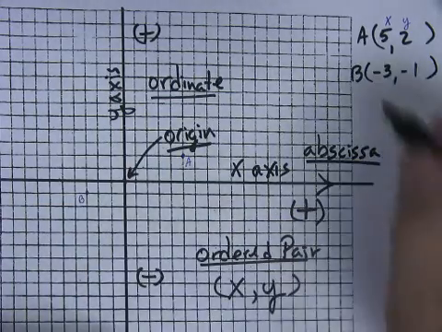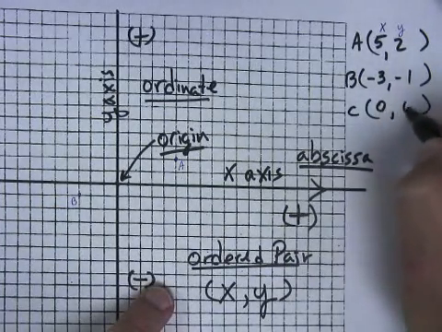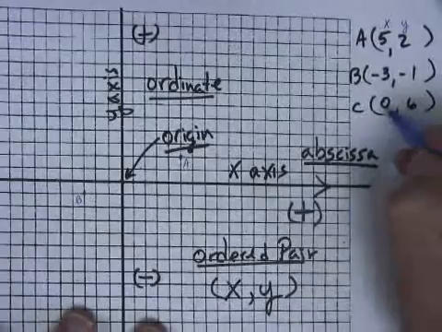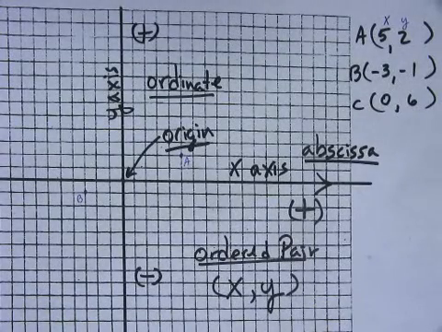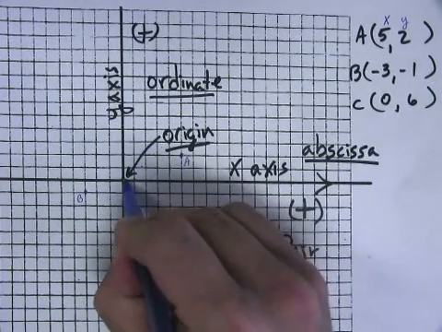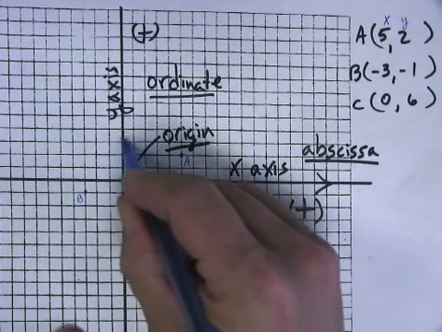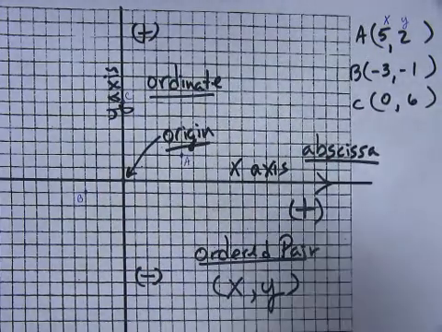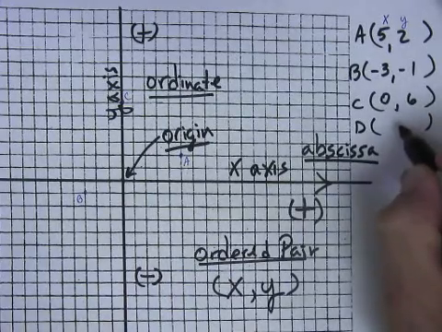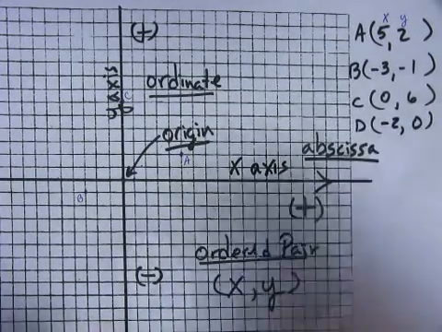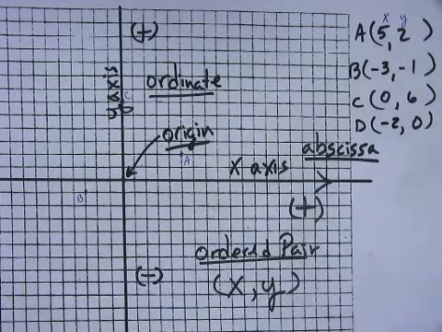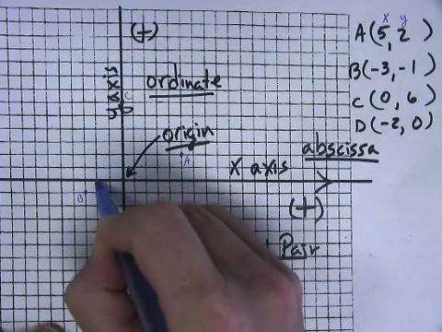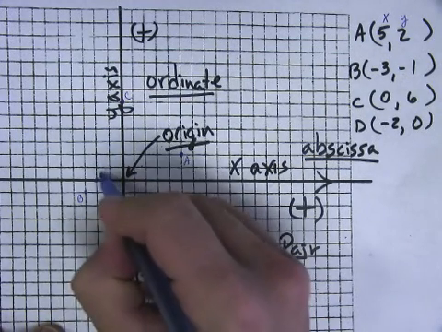Let's do two more. Let's do C: (0, 6). The 0 is the x, so I'm not going to move left or right. I'll stay here, and then 6 means up. I'm going to go up 6: 1, 2, 3, 4, 5, and 6. And there's your C. Let's do one more, letter D: (-2, 0). So -2 is to the left, and 0 means I'm not going up or down, so I'll stay right there, and that will be letter D.